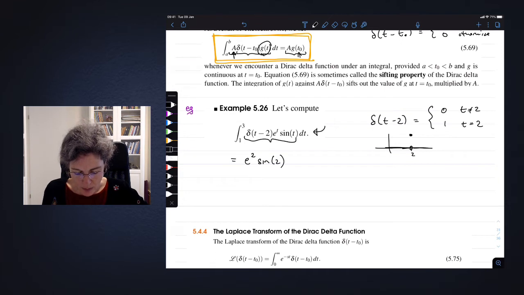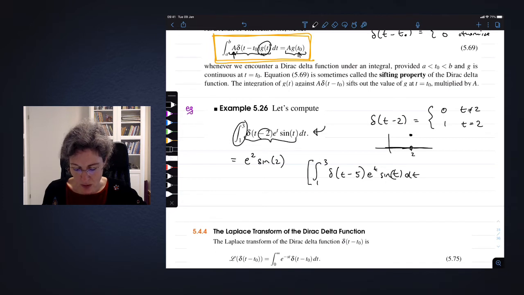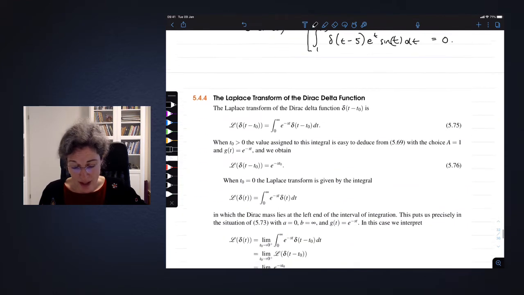Now obviously we'd have a problem if the time that we were looking at, where our delta function is non-zero, doesn't lie within the range here. So 2 lies between 1 and 3, so we were fine, but you'd need to be a little bit careful if, for example, we were looking at the integral from 1 to 3 of delta t minus 5 e to the t sine of t dt. Well, within the limits of this, which is 1 to 3, our delta function is always equal to 0, so this would be equal to 0. Phew. Okay, so that's our delta function.